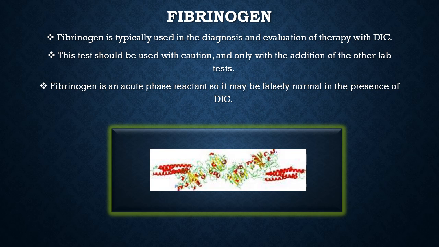Fibrinogen is another level that we look at. It's typically used in the diagnosis and evaluation of therapy with DIC. However, this test should be used with caution and only in addition to the other labs. It should be a complement. Fibrinogen is an acute phase reactant, so it may be falsely normal in the presence of DIC. That's because you'll see a very high level at the beginning and then it'll drop off, even though DIC is continuing on.